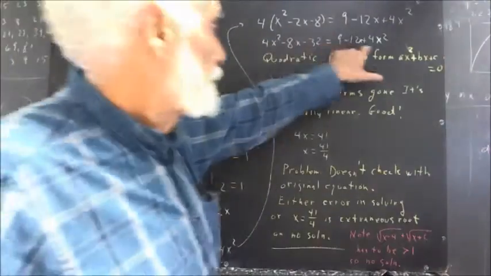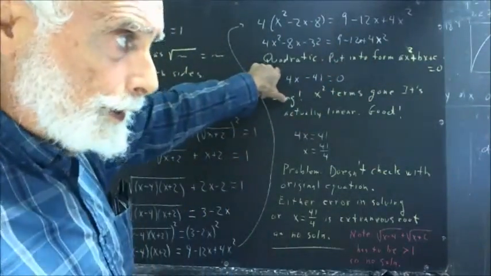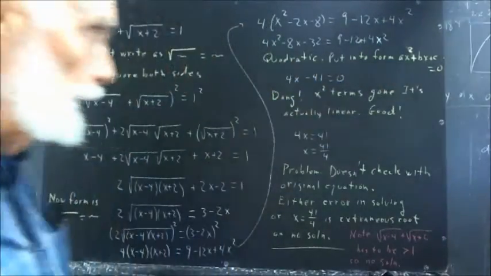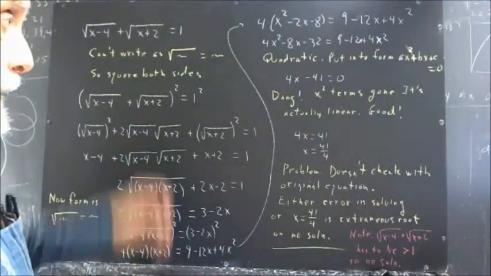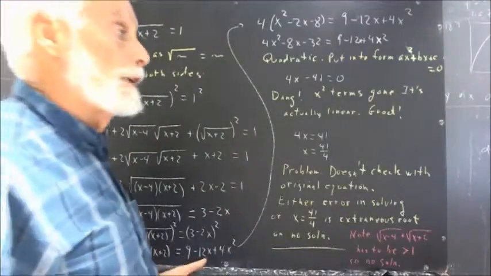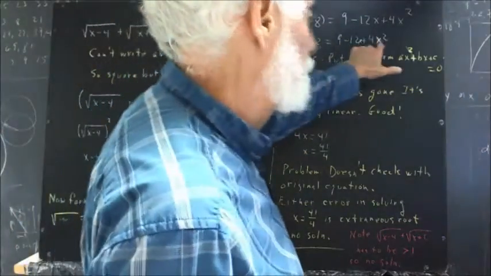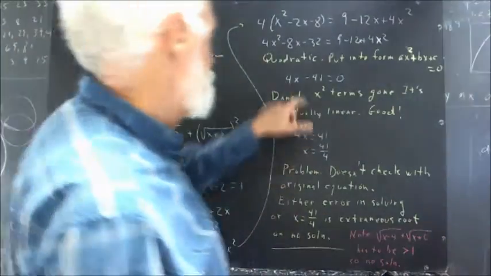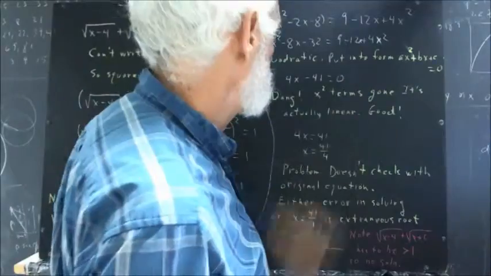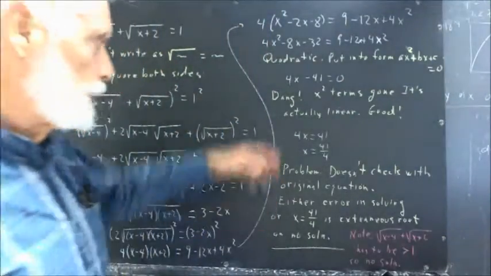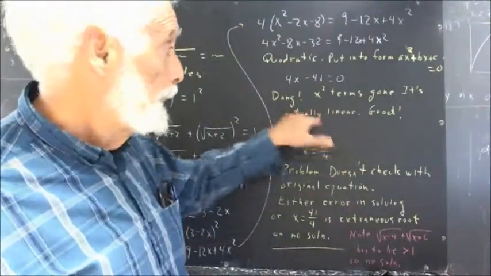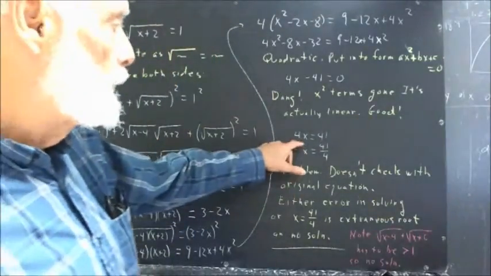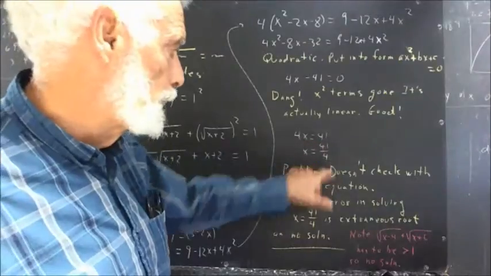Okay, I've got this. And we, again, note that this is quadratic, so we put it into the standard form, ax squared plus bx plus c equals 0. And when we do that, lo and behold, the 4x squareds go away, so it really wasn't quadratic. And we just end up with 4x minus 41 equals 0. And I've got the note here, dang, the x squared terms are gone. It's actually linear, and that's a good thing because that makes it very easy to solve. We get 4x equals 41, x equals 41 fourths.